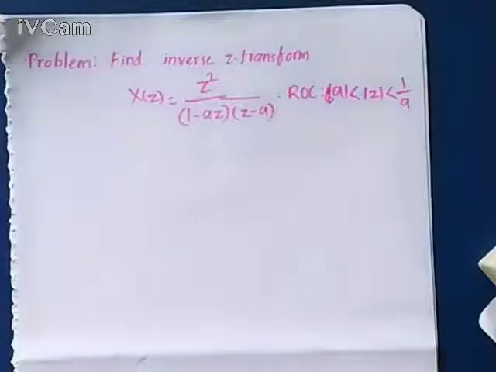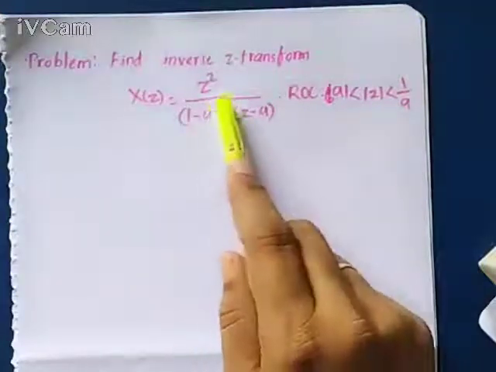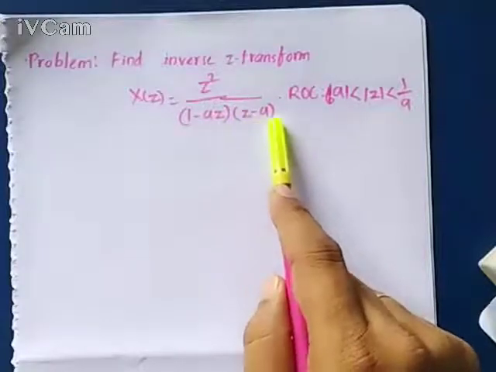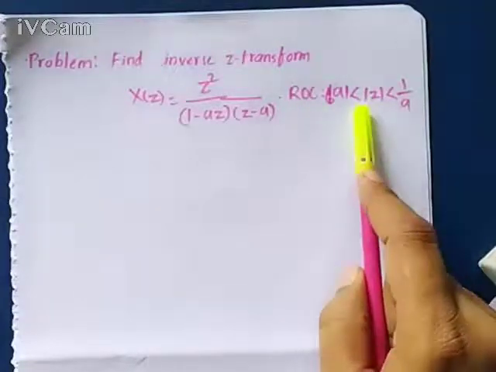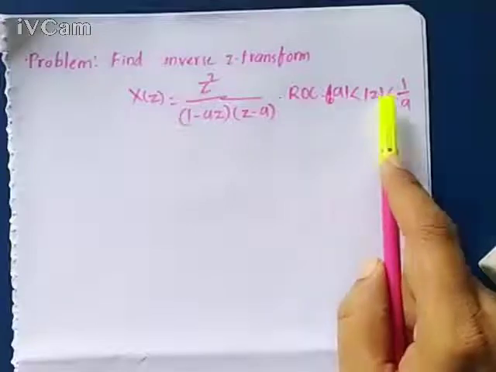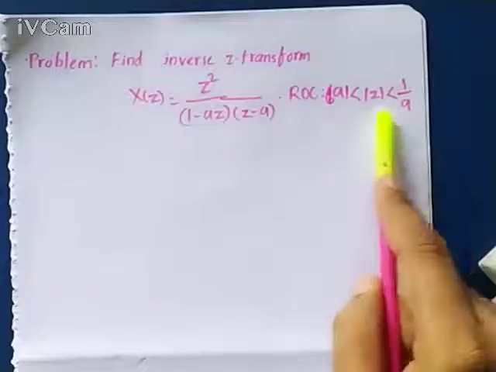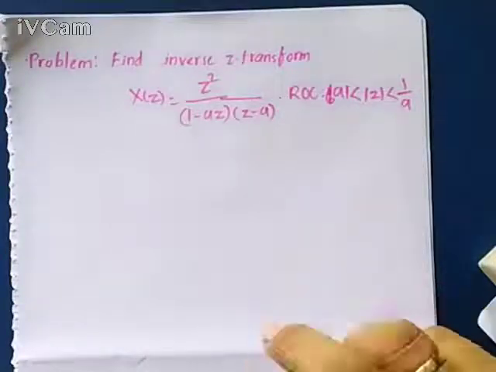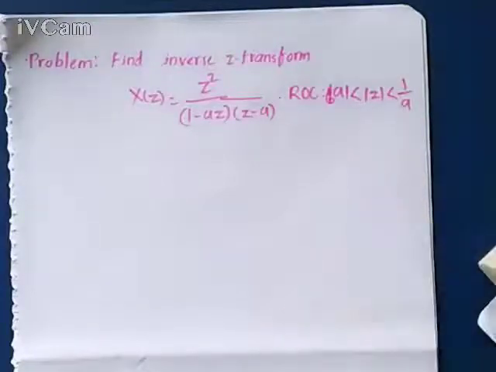Look at the question. We need to find the inverse Z transform of the given X of z. X of z is equal to z square upon (1 minus az) into (z minus a), and the ROC given is mod z greater than a and less than 1 by a. This type of ROC we get when there are two circles, two rings, in the z plane, wherein mod z will be the intersection of these two regions.